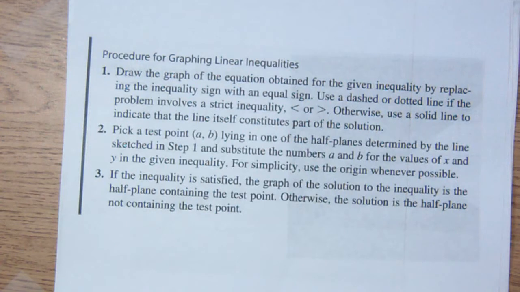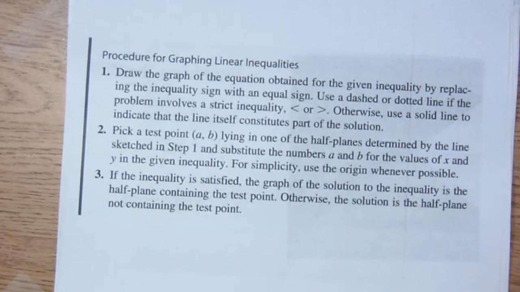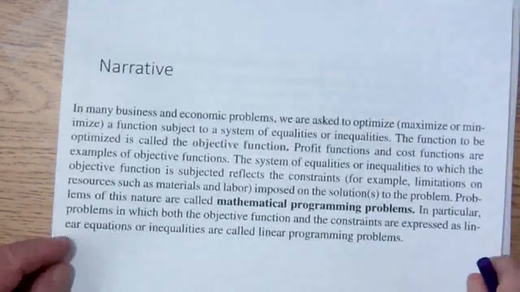Then you pick a test point (a, b) lying in one of the half planes determined by the line sketched in step 1, and substitute the numbers a and b for the values of x and y in the given inequality. For simplicity, it's good to use (0, 0), the origin, whenever possible. If the inequality is satisfied, the graph of the solution to the inequality is the half plane containing the test point. Otherwise, the solution is the half plane not containing the test point.